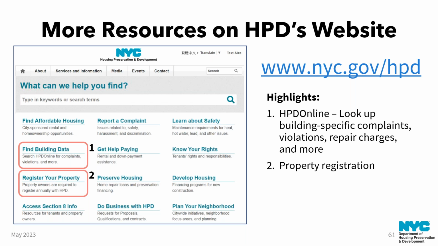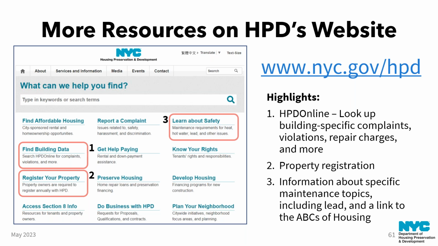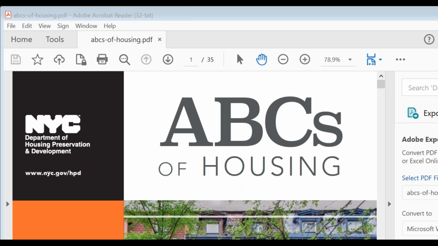If you want to learn more about registering your property, for those of you who need to update your contact information or need to go ahead and register, that's available, as well as detailed information about HPD safety requirements and a link to the ABCs of housing. Now, the ABCs of housing is a document that I'll bring up on the screen very quickly here. For anybody who's really feeling overwhelmed with getting to understand HPD's requirements, ABCs of housing is a great place for you to start. This is the single best introduction to HPD and housing safety that I can think of, so I would direct you there.